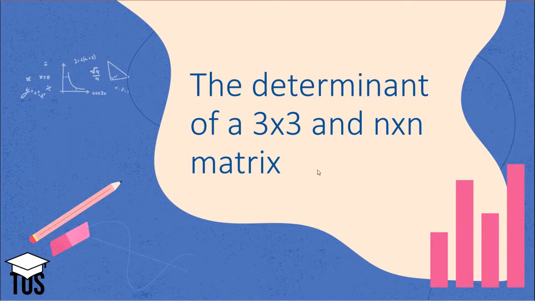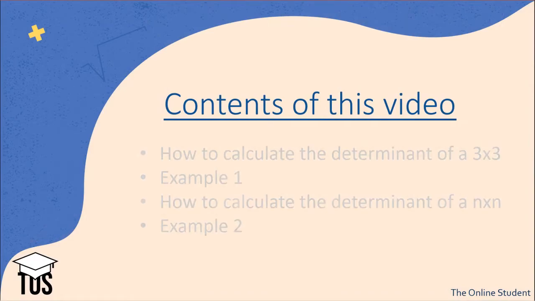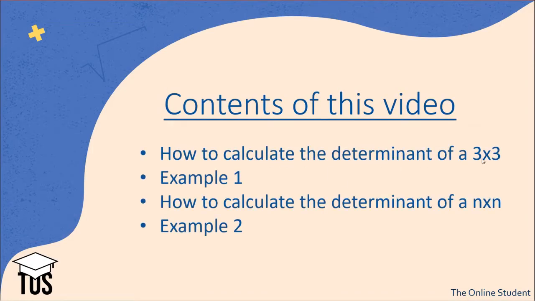Today we're going to be looking at the determinant of a 3x3 and n×n matrix. In this video I'm going to be teaching you how to calculate the determinant of a 3x3. Then we're going to be looking at an example. Afterwards we're going to calculate the determinant of an n×n matrix, and then we're going to be looking at a second example.